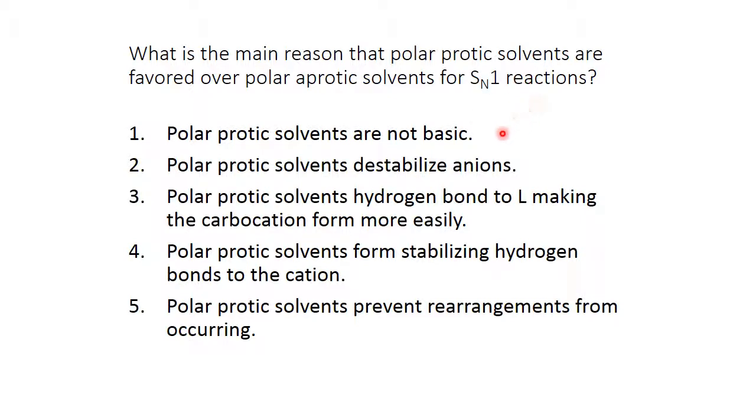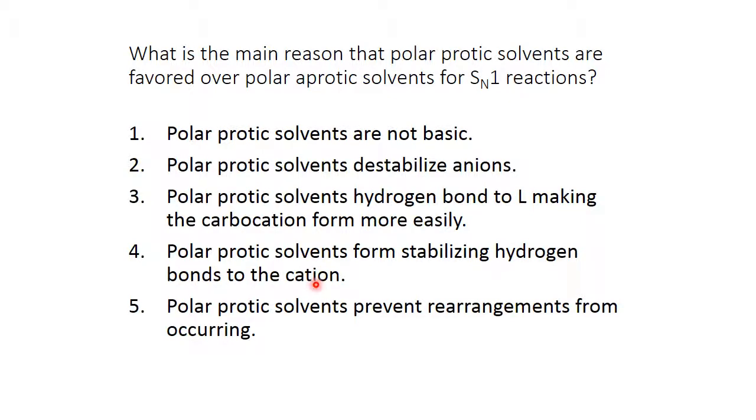The reason the SN1 reaction requires a polar protic solvent is really for making the energy of the transition state lower. Polar protic solvents destabilize anions. Well, that's not true. They can hydrogen bond to an anion and stabilize it. That makes it so that this actually encourages an SN1 to react when it stabilizes the anion.